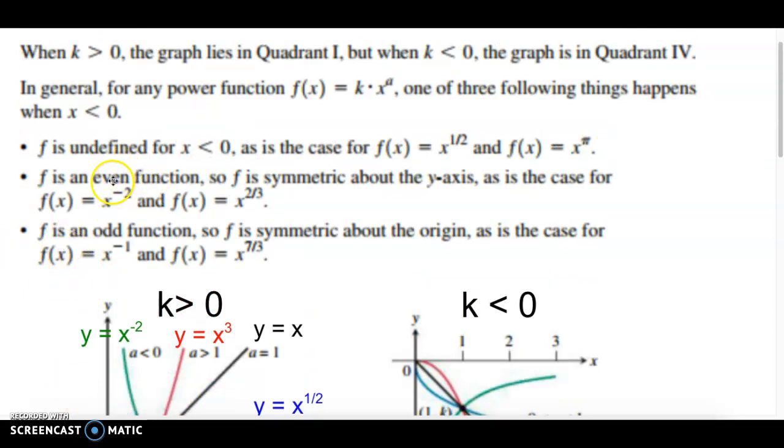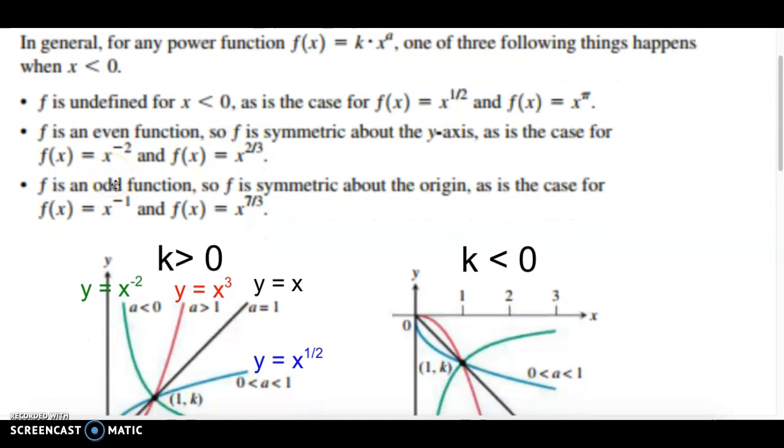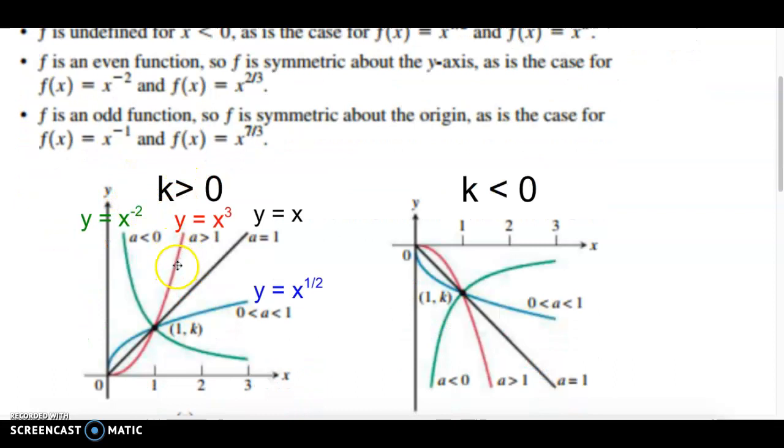If we know that the function is even, so if we had a k value that was positive and the function was even, it would just be reflected across the y-axis. So we would get like a U shape, or for the green one, we'd get two of these shapes. So we would just get all these shapes reflected across the y-axis.